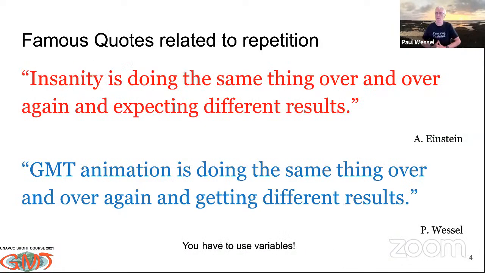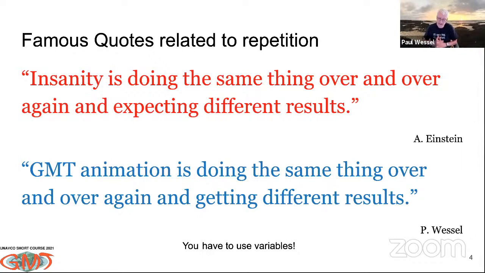There are a couple of quotes about repetition. So insanity is doing the same thing over and over again and expecting different results. This has been attributed to Albert Einstein, although there's no real evidence that he actually said this. But you've kind of heard this expression. And then there's the other one, GMT animation is doing the same thing over and over again and getting different results. And that's been attributed to Paul Wessel, but there's no evidence that he ever said that either. So the thing here is that we want to do the second thing.